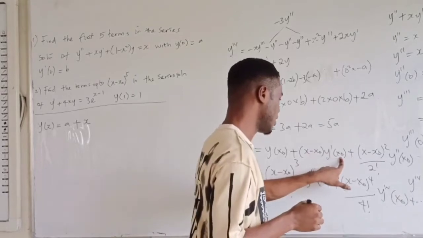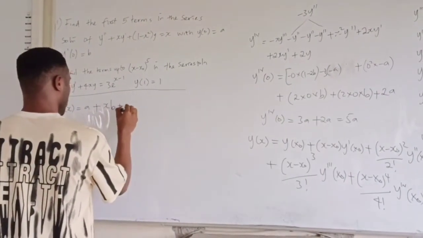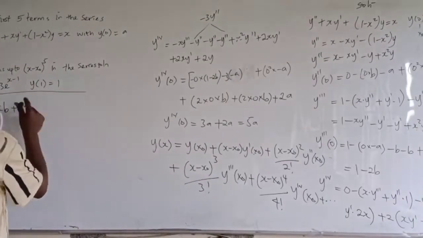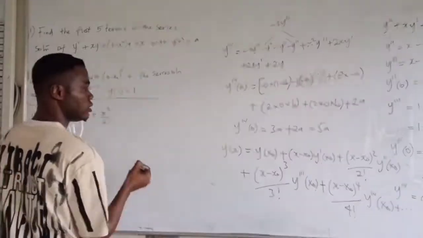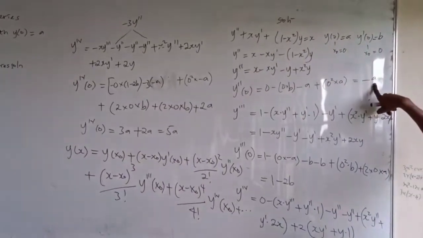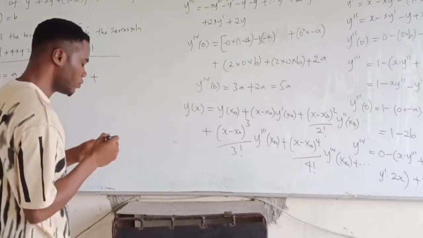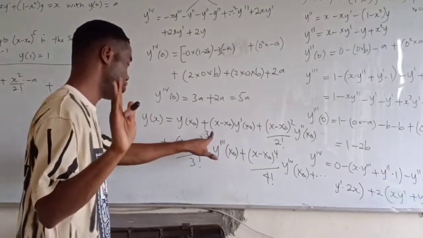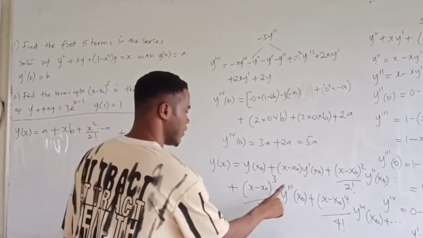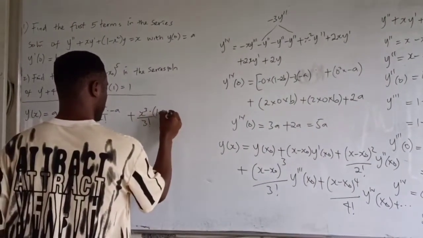So what is our y prime of x naught? That's b. So that will give us xb. Plus the next one we have here is x minus x naught, and from here we know that x naught is already 0. So what we are dealing with here is only x squared divided by 2 factorial. Then what's our y double prime of 0? Go back to your equation, which we have as negative a. So add negative a plus the fourth term, which is the third power. So we're going to have x cubed divided by 3 factorial. So what's the value of our y triple prime of x naught, which gave us 1 minus 2b? So this is actually going to be 1 minus 2b.